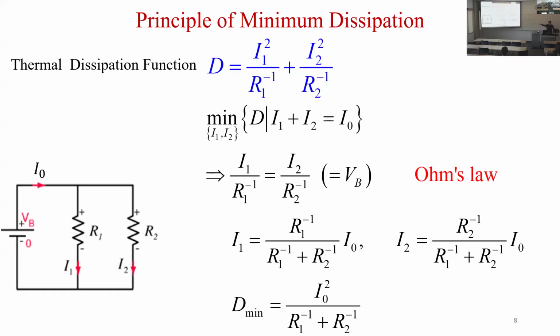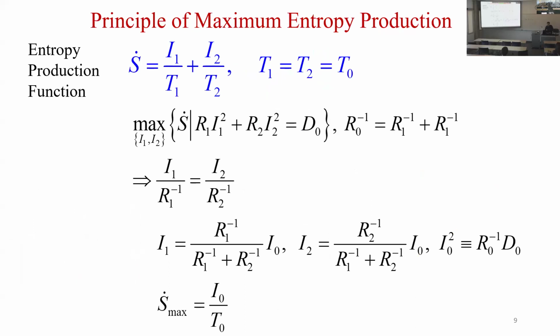So that expression is quite general. If you look at any configuration of electric circuit, they have the same expression. So this is one representation of the minimum dissipation principle. Well, you could represent this process in a different way.